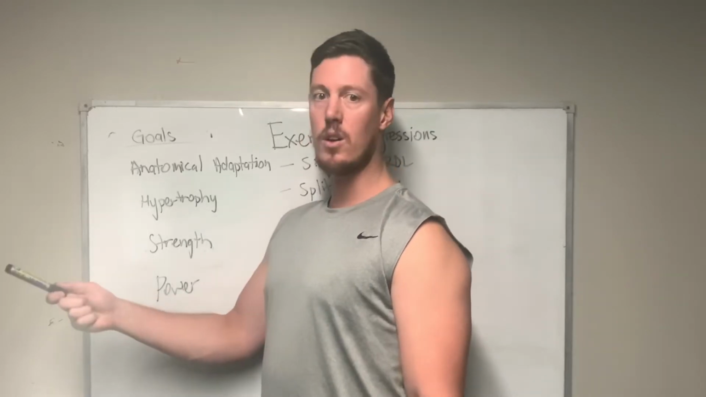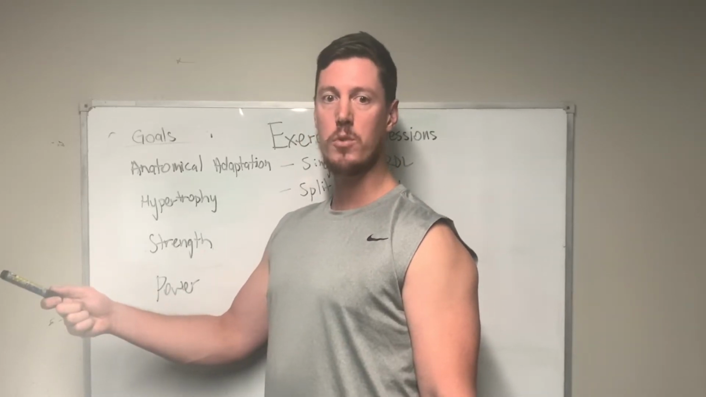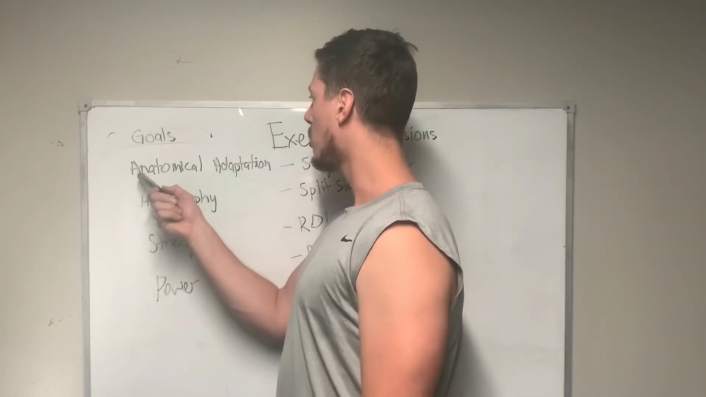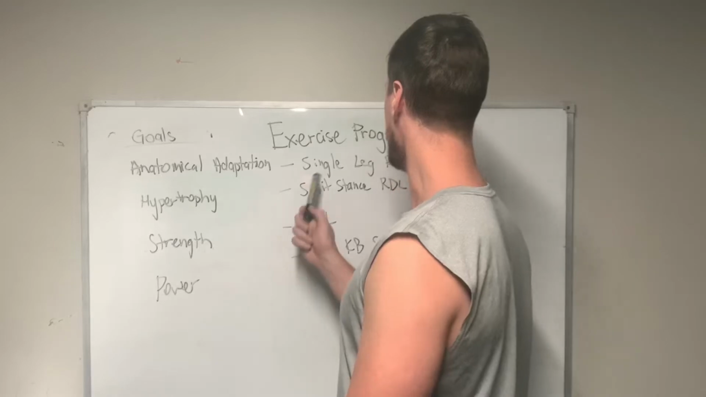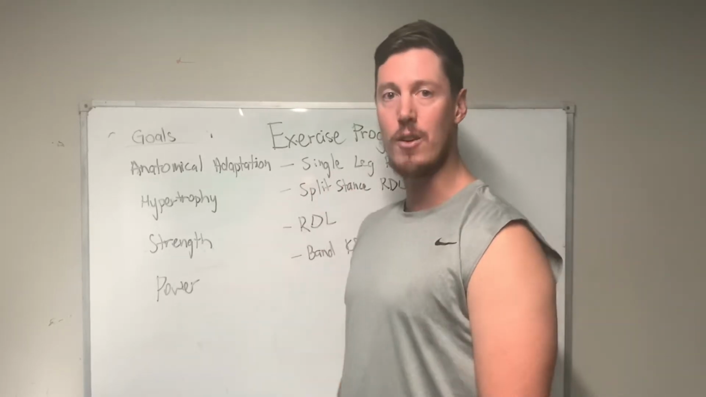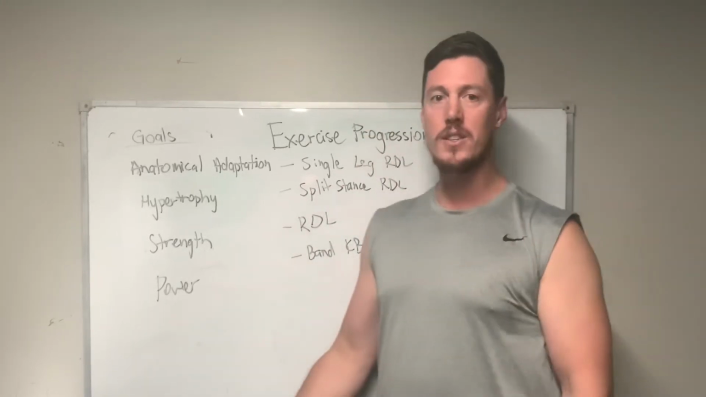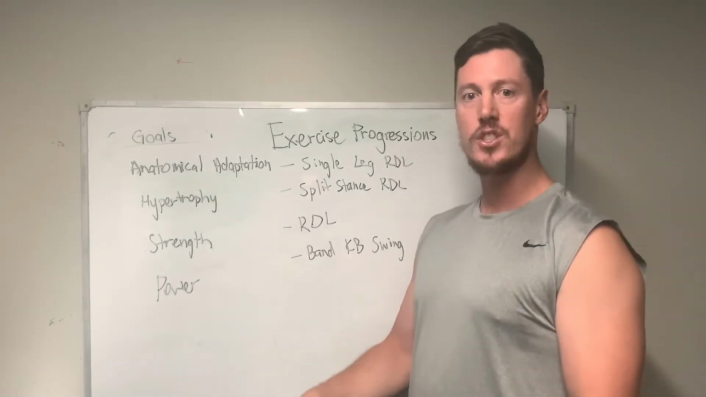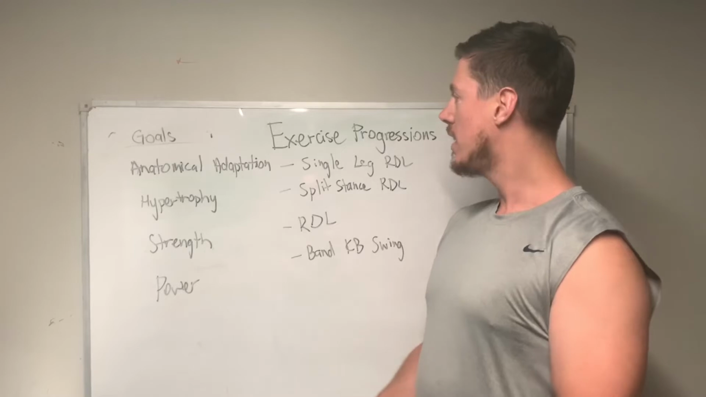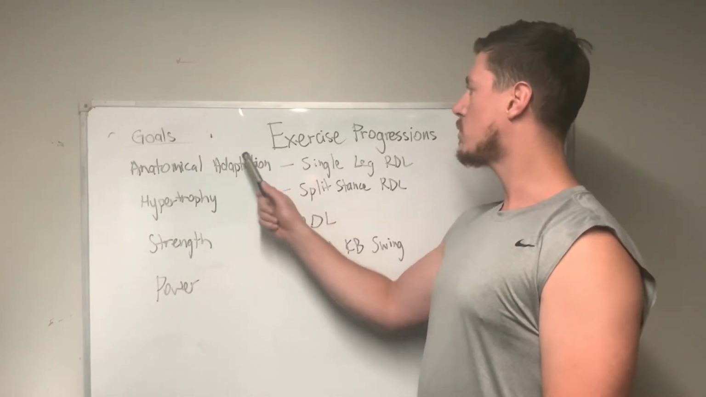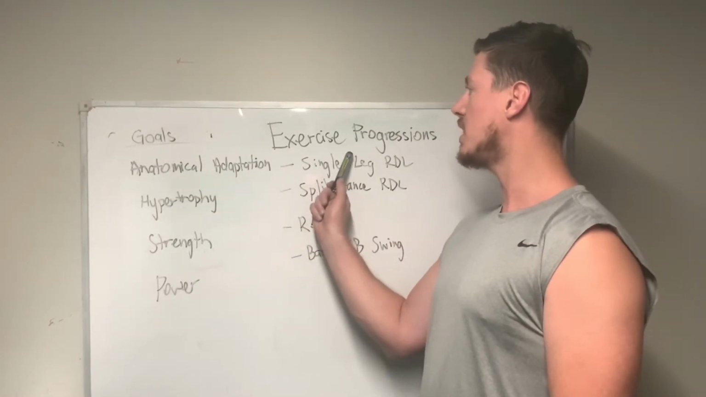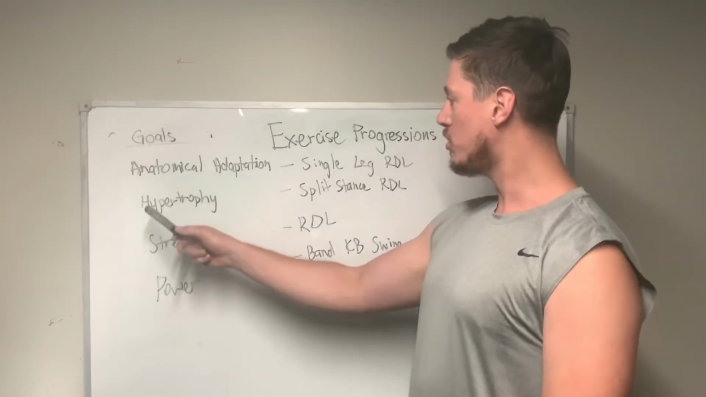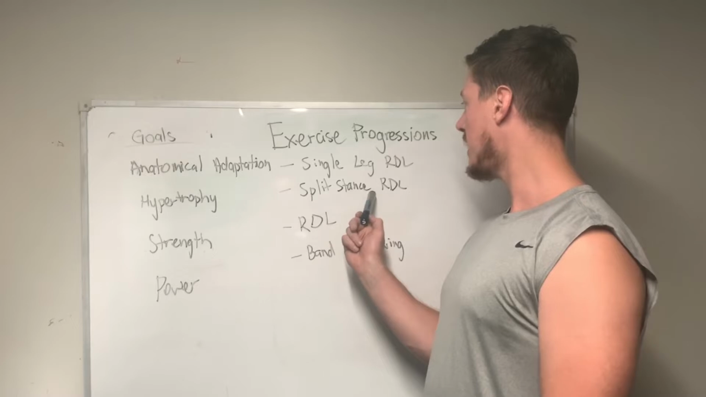Now, obviously these athletes have a lot better movement competency, so we don't have to worry about the progressions as before. During an anatomical adaptation phase, I'll be using something like a single leg RDL with a higher rep range. That way we're working on balance, working on imbalances, and ironing out any deficiency from your left to right. So this exercise fits these goals with a high rep scheme. Your second phase would be hypertrophy, where you can do a split stance RDL.